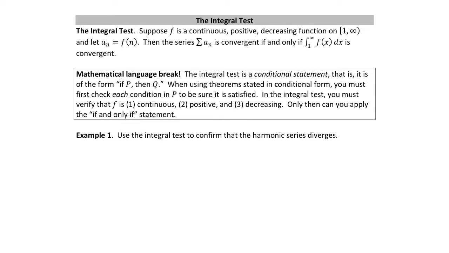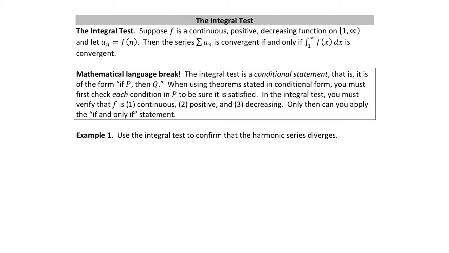If you negate both of those statements, it's also a two-way street. If the series diverges, then the integral diverges. If the integral diverges, then the series diverges. So if I want to know if a series converges, I can look to see if its corresponding integral converges. Now, a little language break. This is not stated quite as such, but it's what we call a conditional statement. If f is continuous, positive, and decreasing, then the series is convergent if and only if the integral is convergent.